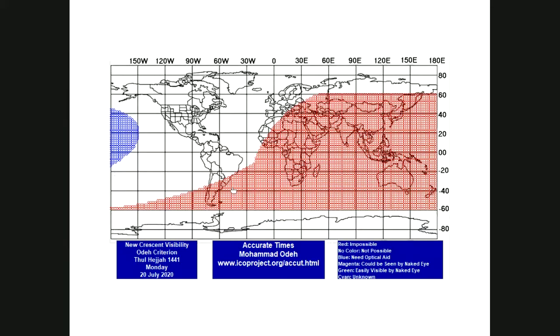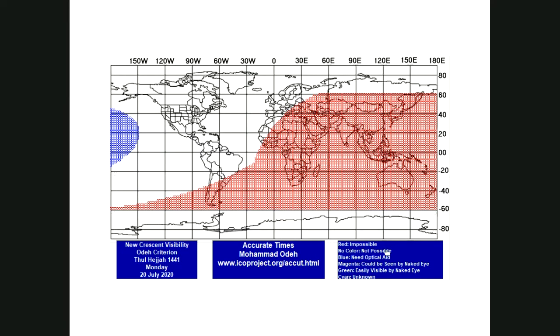And this program basically can give you a map, okay, to see where it is possible to sight a crescent. And you see colors here. Red color, of course, you cannot sight the crescent. So if I look at here, it says red light, impossible.